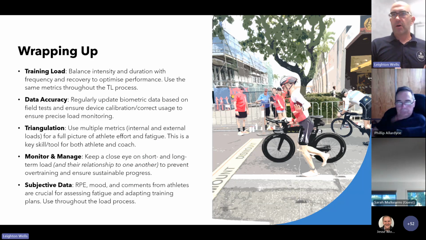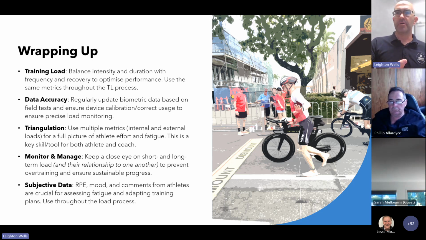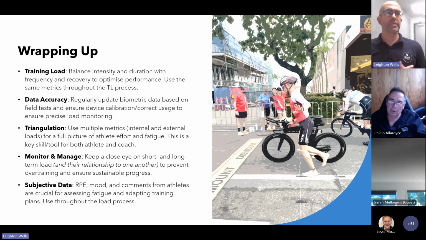We've talked about training load and using objective and subjective data throughout that training load process and why it's important to communicate those things to the athlete in terms of triangulation, so we can have those conversations with the athlete and so they can start to get a sense of how those things relate to one another, and you'll get used to how those things relate to one another for each of your athletes.